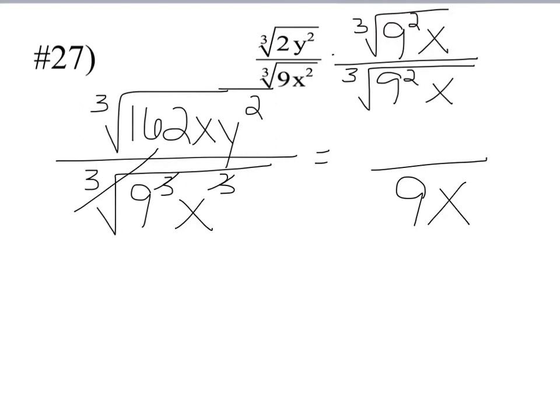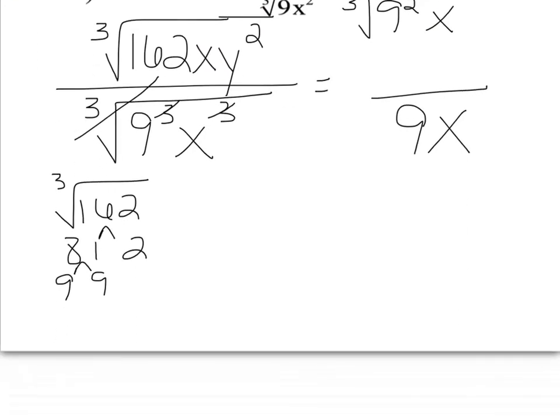And in the numerator, you know your x and y squared are going to stay, but is there anything I can break 162 down into? So let's find out. I need the cube root of 162. I know 162 is 81 times 2. And then I know 81 is 9 times 9. And then I know 9 is 3 times 3, and 9 is 3 times 3.